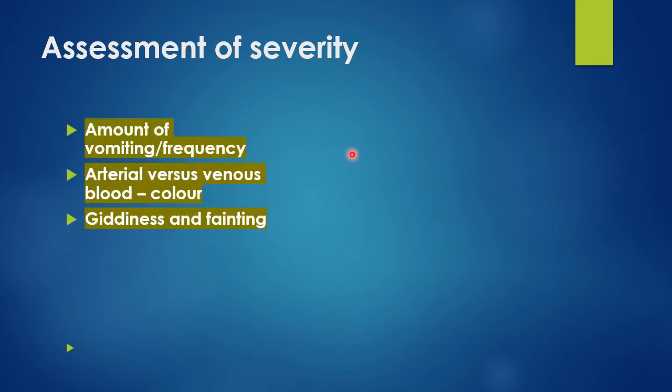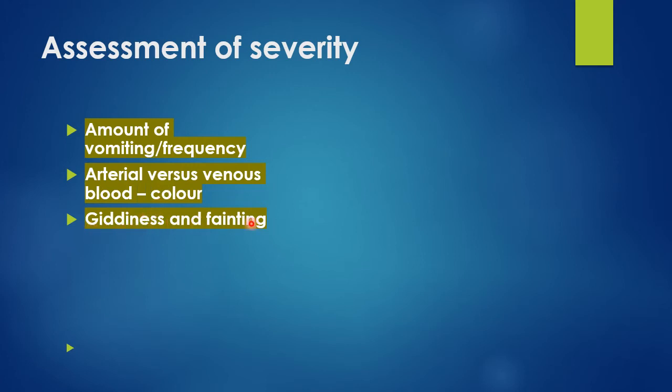In this respect, the history is of paramount importance. The amount of bleeding, the presence of clots, the frequency and the duration of bleeding is very important. So it's very important to get a detailed history of the hematemesis of the patient. The color of the blood that's vomited is also important. Arterial blood tends to be bright red in color as compared to venous blood. And arterial bleeding can be very, very rapid and cause the patient to collapse much earlier than venous bleeding.